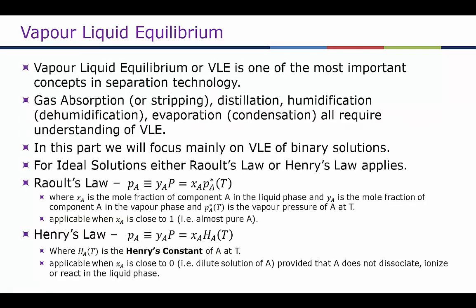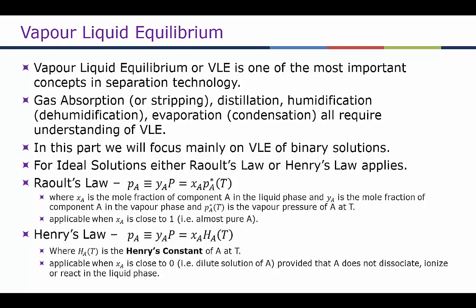So vapor liquid equilibrium systems are the most important systems in separation technology. It's used for separating molecules on the basis of their different boiling points and is used in gas absorption or stripping, distillation, humidification or dehumidification, evaporation and condensation, and requires understanding of vapor liquid equilibrium systems.